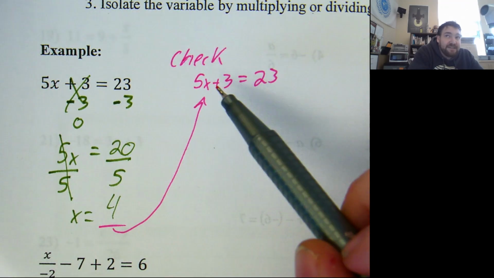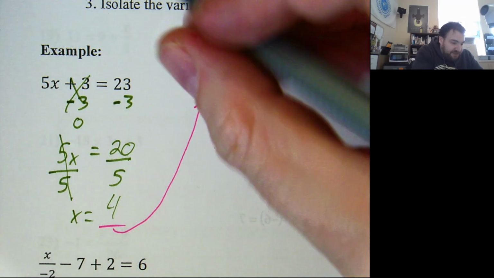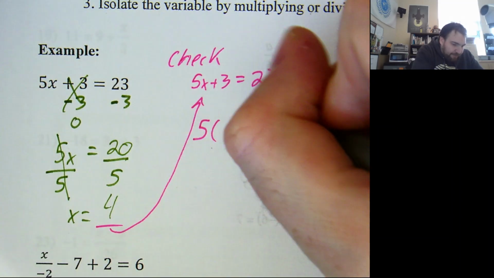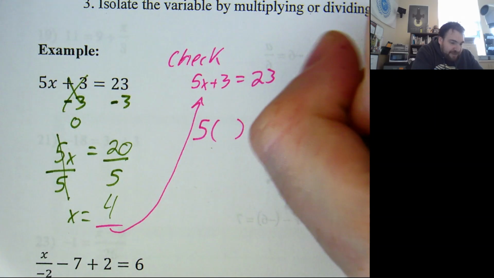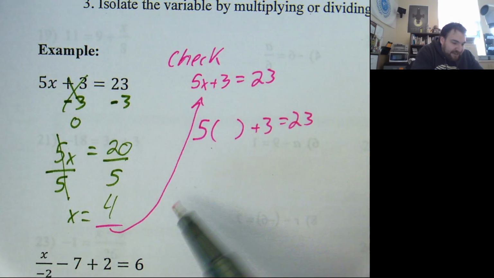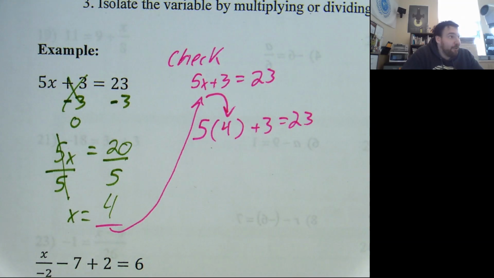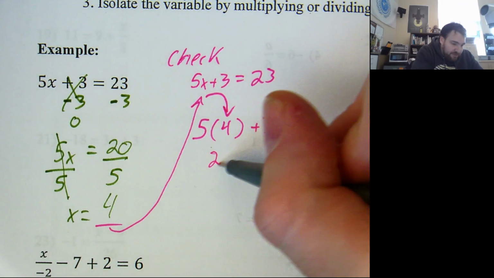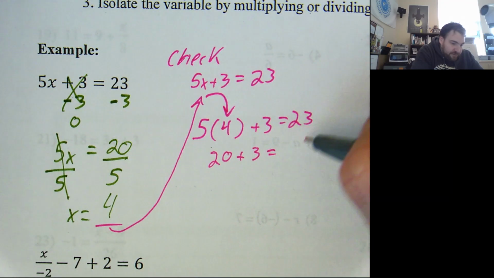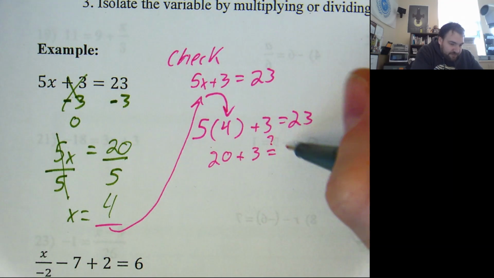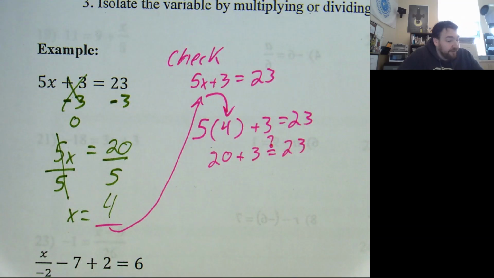I'm going to replace my variable with a set of brackets. So we're going to get 5 bracket bracket plus 3 equals 23. And I'm going to take this 4 and shove it in there. And now we're going to BEDMAS this sucker. 5 times 4 is 20. 20 plus 3 is 23. Is that equal to 23?